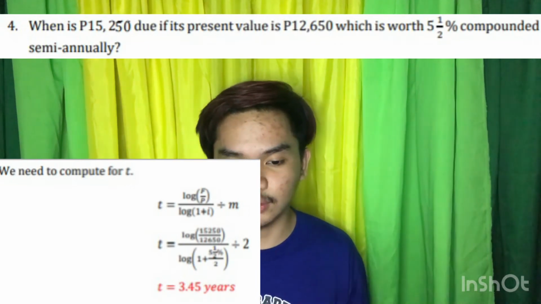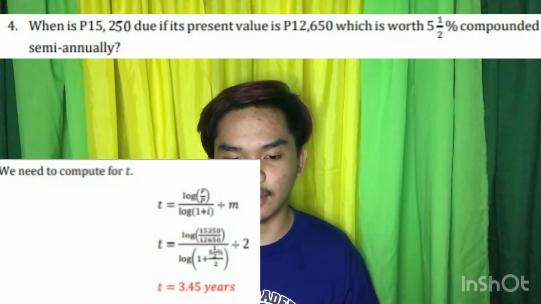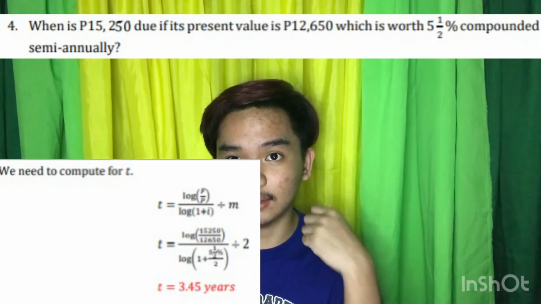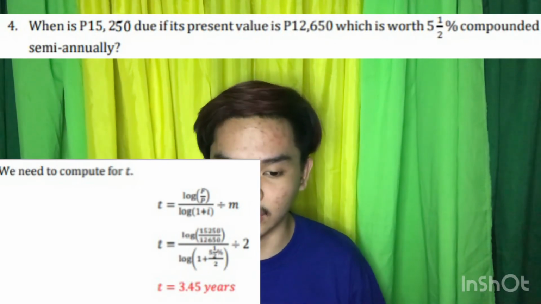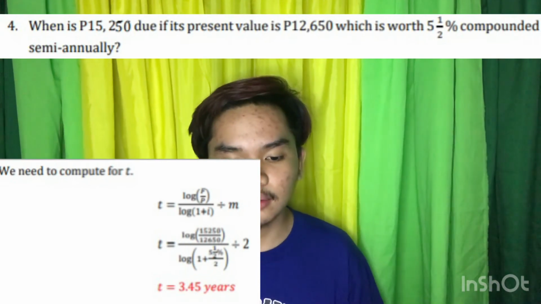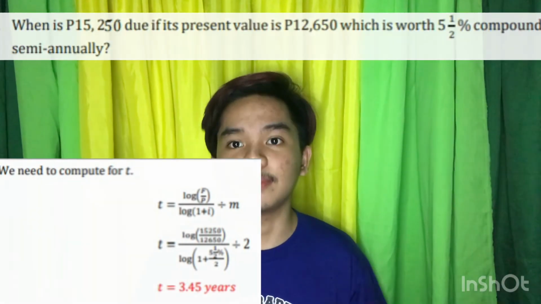And then, we divide it to another log. And our interest rate value is 5.5%. And dahil nga sinabi semi-annually, 2 beses lang siya magbabayad sa isang taon. Kaya divided by 2. So, our M is also 2 as well. So, kapag kinalculator natin to, ang lalabas na sagot ay 3.45 years.